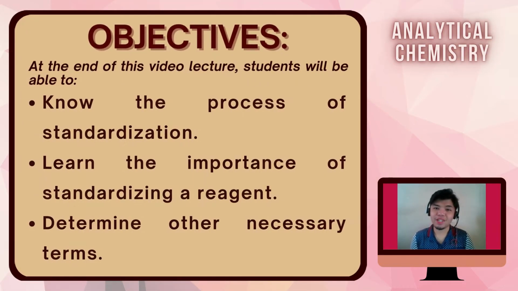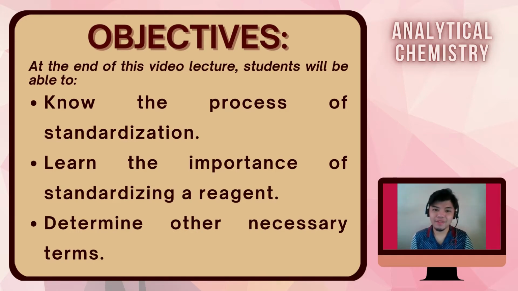To formally start our lesson, let us first identify our learning objectives. First, at the end of this video lecture, students must be able to know the process of standardization. Second, they must learn the importance of standardizing a reagent. Lastly, they must be able to determine other necessary terms under this standardization process.